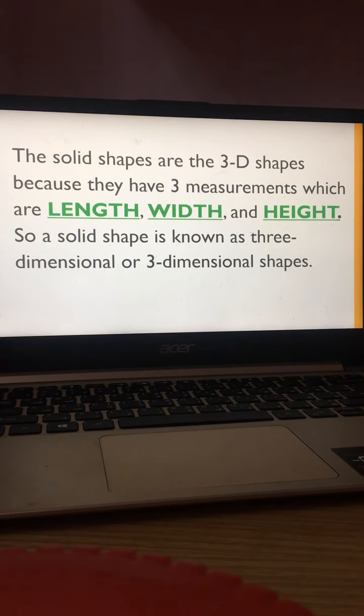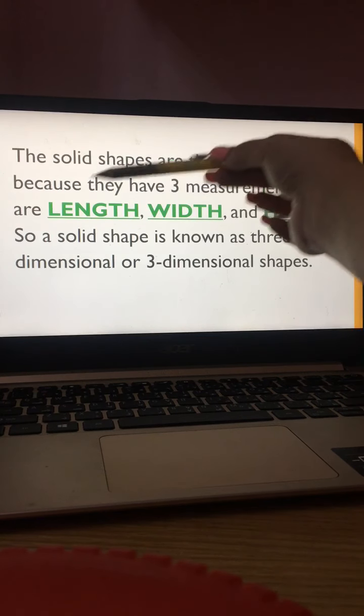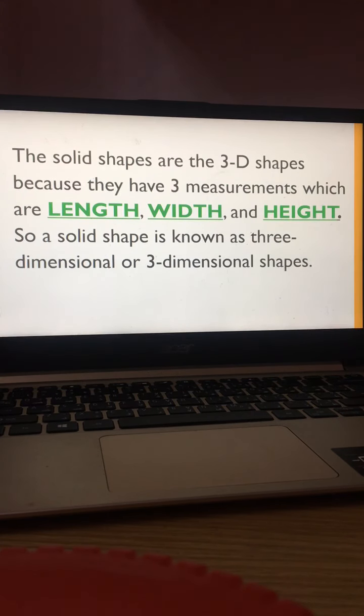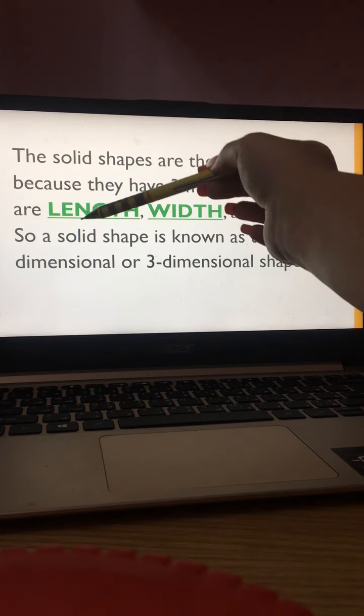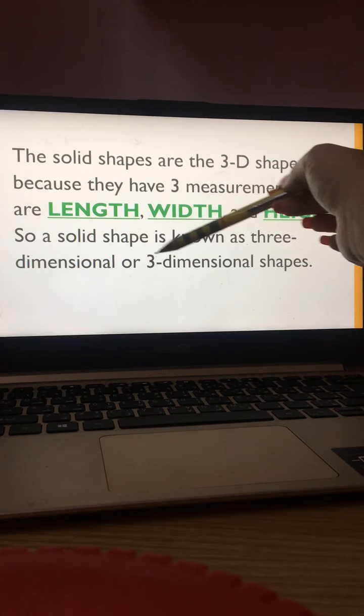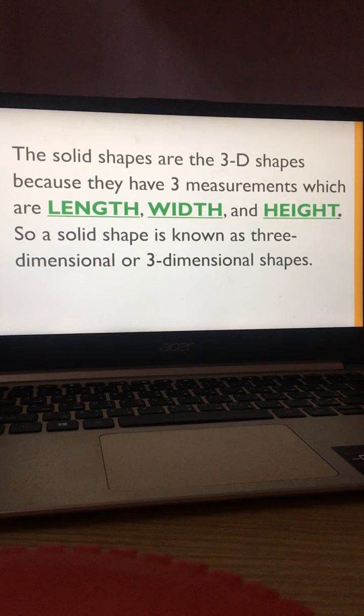Again, solid shapes are 3D shapes because they have three measurements, while the 2D shapes have only two measurements, which are the length and the width. Now we add one more measurement to the 3D shapes: length, width, and height. So this is the main difference between the 2D shapes and the 3D shapes. A solid shape is known as a three-dimensional shape.